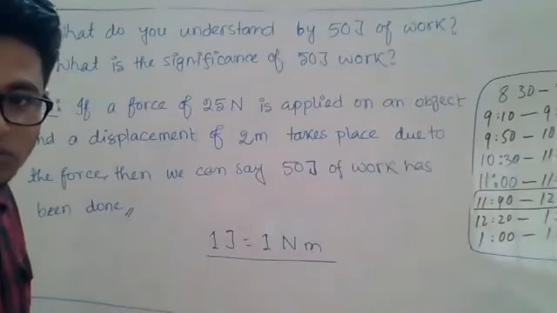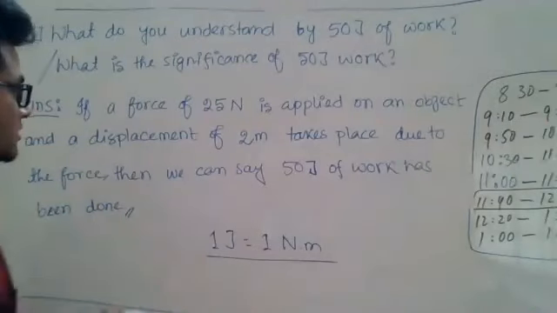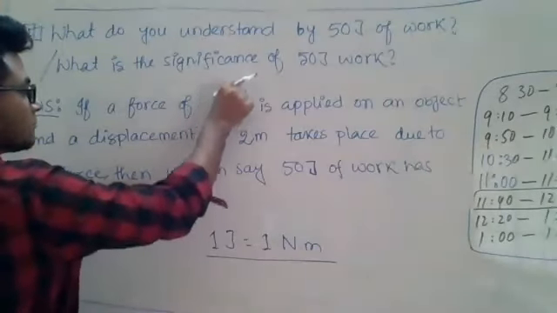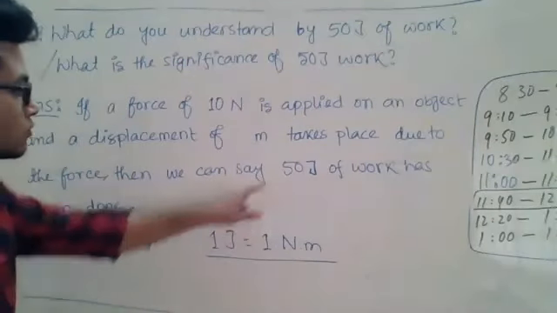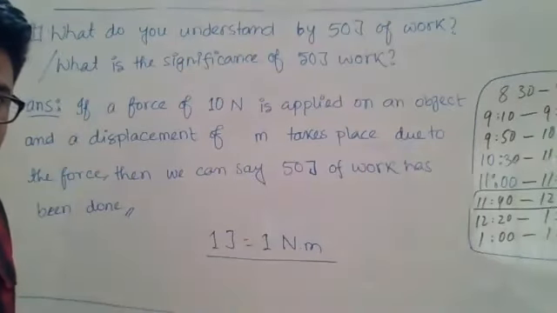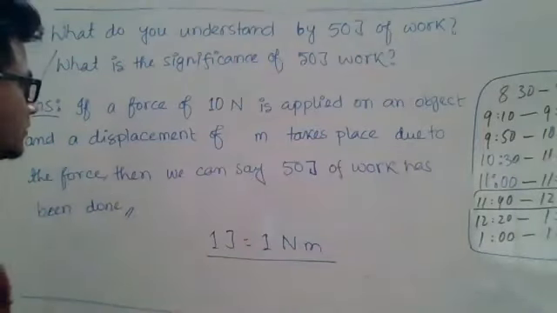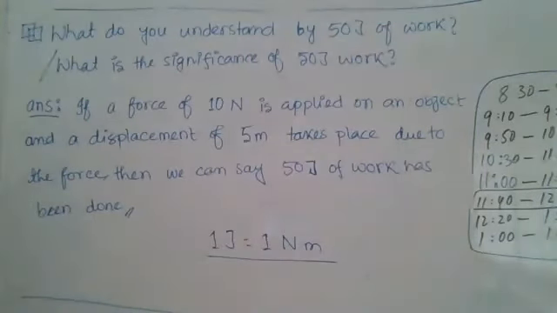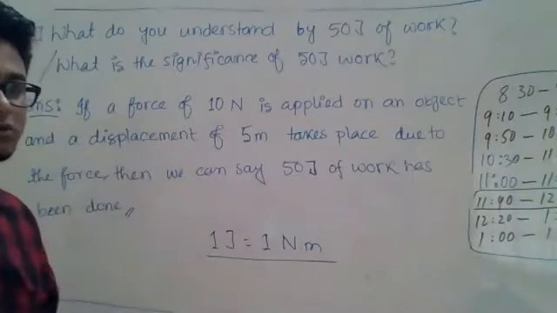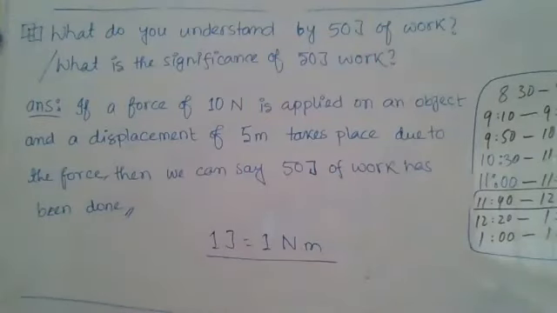Now I want to know from Arafat. Nobody else will answer. Arafat, you will tell me the answer. Let us say I applied 10 newton of force. Then what will be the displacement to get 50 joule of work? 5. Excellent. So, clear, right? The multiplication has to be equal to 50. So you can write it now any way you want. I think this is clear.